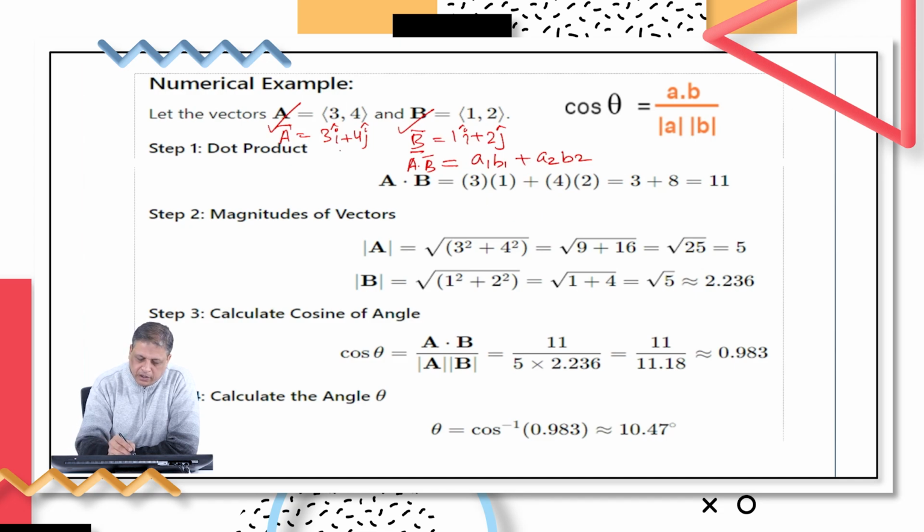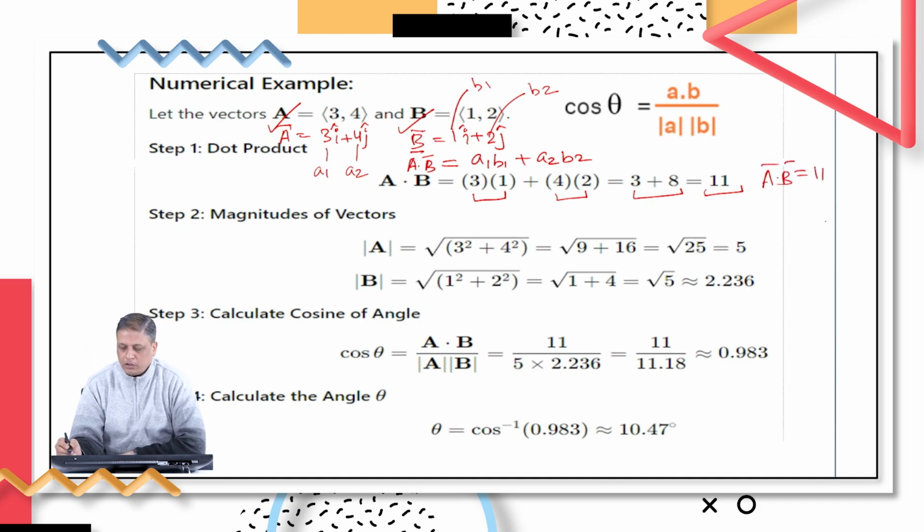So this is A1, this is A2, this is B1, and this is B2. That means A1 into B1 is nothing but 3 into 1, and A2 into B2 is nothing but 4 into 2. Solving, you get A dot B is nothing but 11. Vector A dot B is equal to 11.